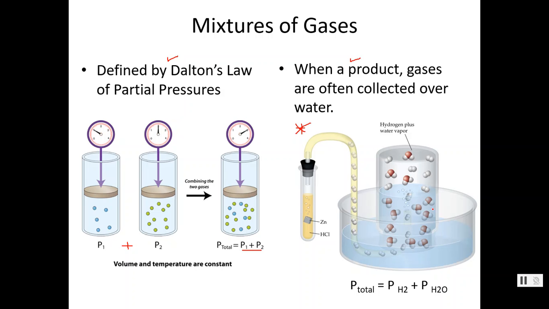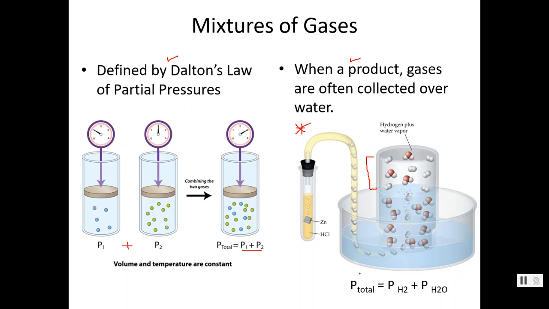bath. This tube has water in it. When you produce the hydrogen gas, it bubbles through and displaces the water that's in the tube. And so this is a way to collect a product that is a gas from a reaction. The one thing to remember, though, is that when you collect this gas, you not only have hydrogen gas, which is a product from this reaction, but you also have water vapor, because you are displacing the water that is in the tube.